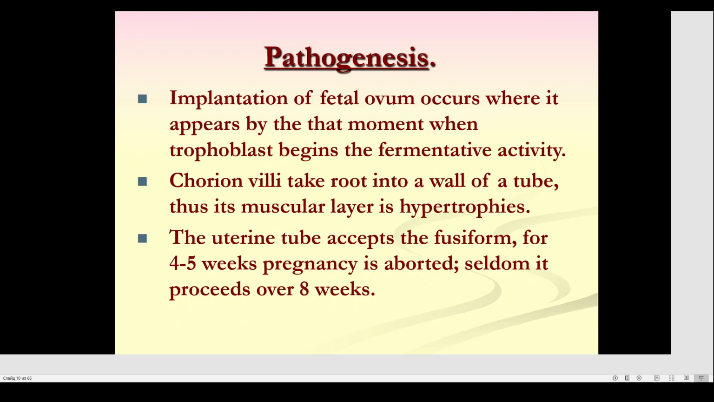Pathogenesis. Implantation of the fetal ovum occurs where it appears by that moment when trophoblast begins its enzymatic activity. Chorionic villi take root in the wall of a tube, and its muscular layer hypertrophies. The uterine tube acquires a fusiform shape by 5 weeks. Pregnancy is aborted. Seldom does it proceed over 8 weeks. Now we have spoken about tubal pregnancy.